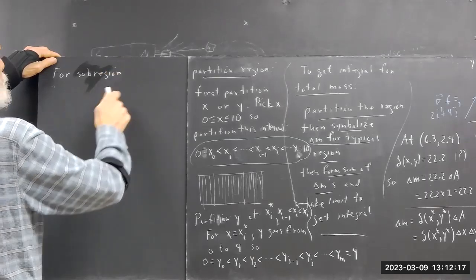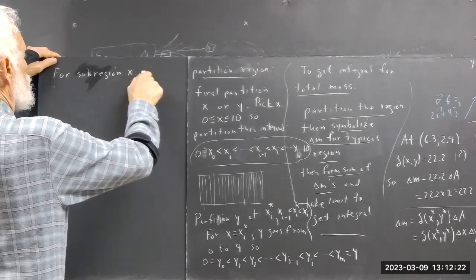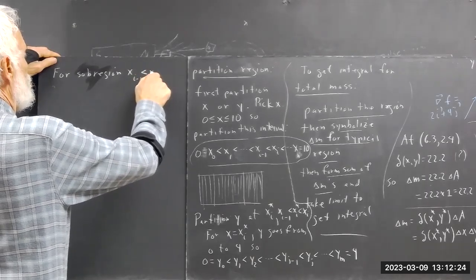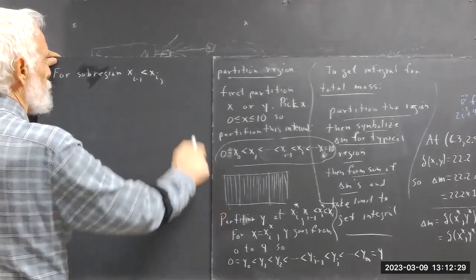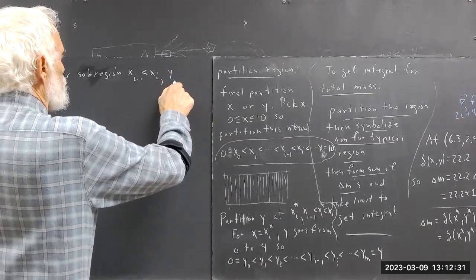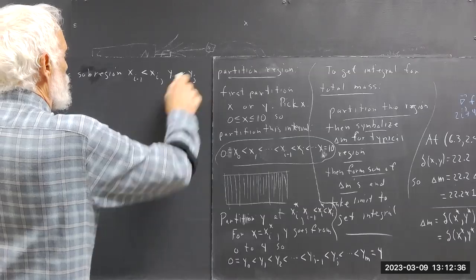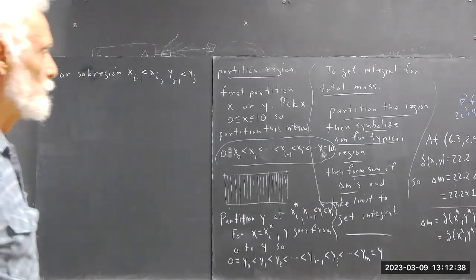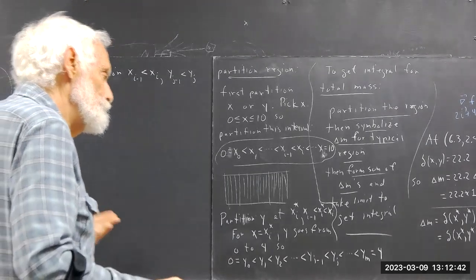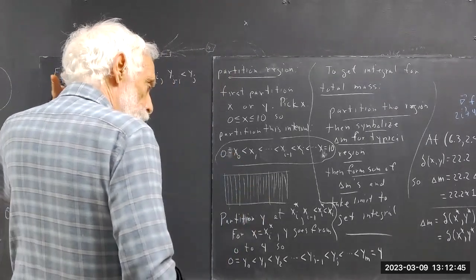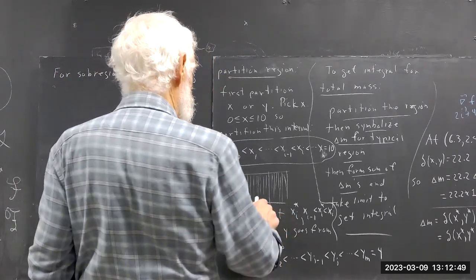I'll call it sub-region. It's sub-region. Xi minus 1 less than Xi. Yj minus 1 less than Yj. So, well, let's do a picture here. We've done the ith X interval.